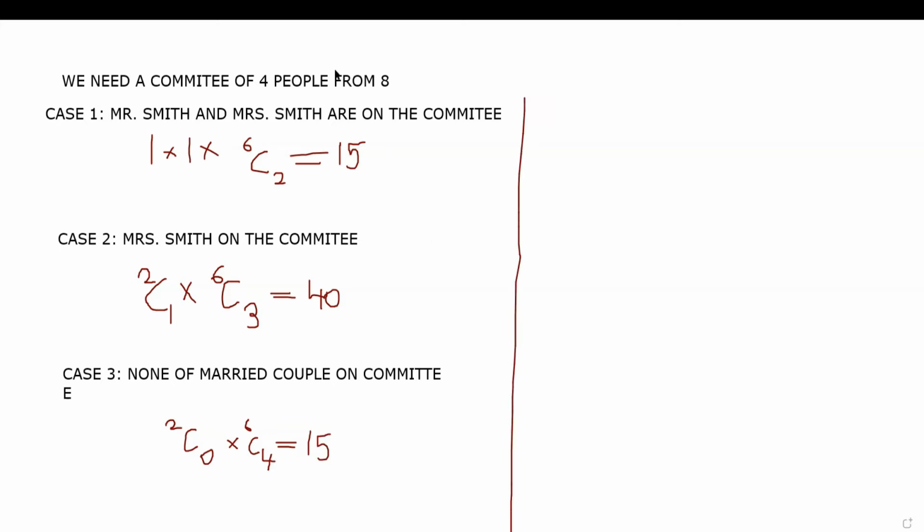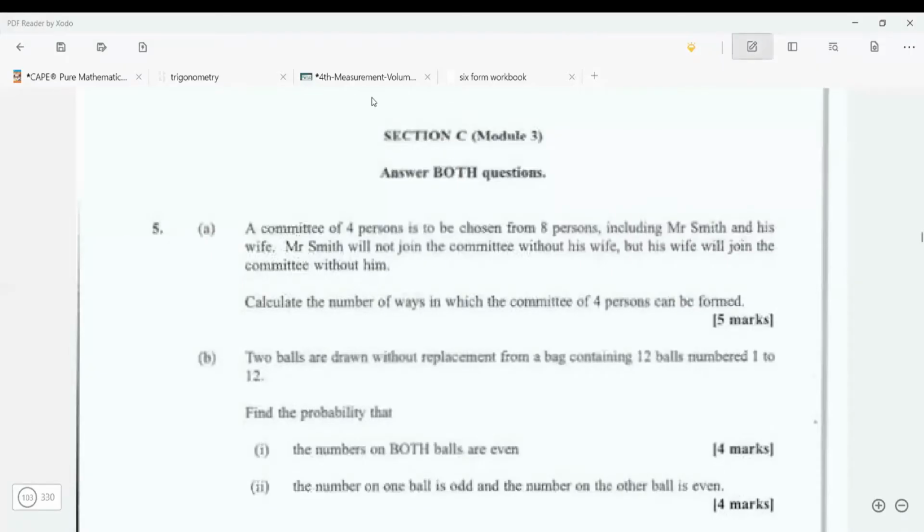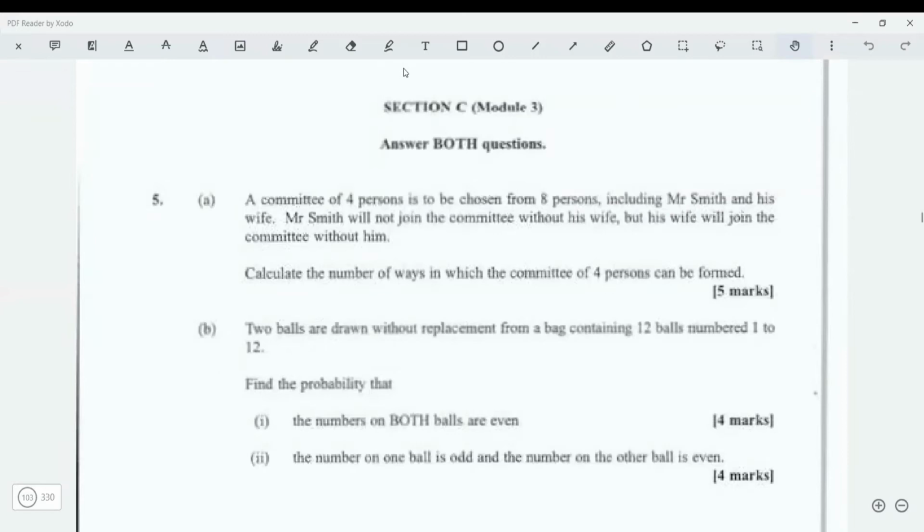So therefore, the total number of ways is equal to 15 plus 40 plus 15. That is 70 ways. There are 70 ways we can select our committee of 4 people. Easy. So we can just put that right here, that there are 70 ways we can select this committee. 70 ways.